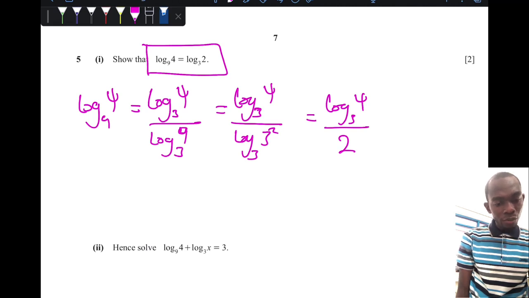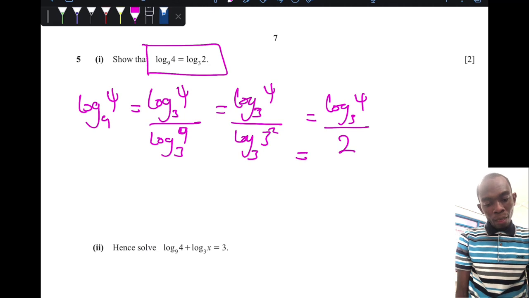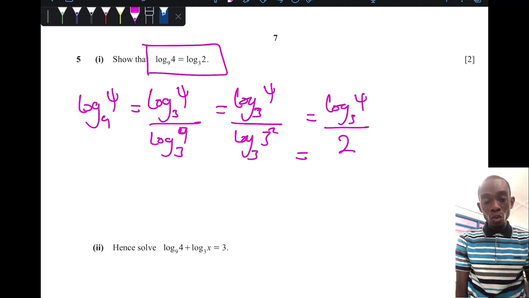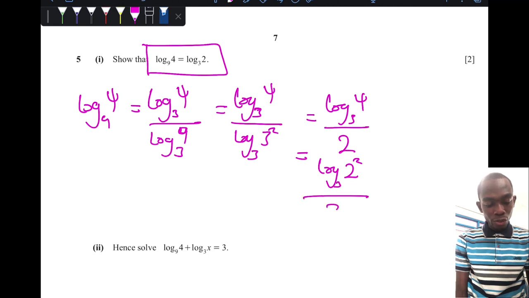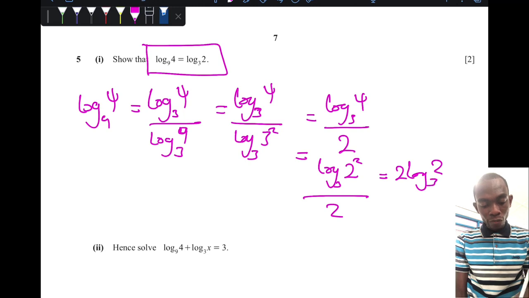Okay, now what else is missing? We are not getting that, are we? No. Okay, now 4 is also 2 squared, so you can write log 2 squared base 3 all over 2. The 2 will come down, so you have 2 log 2 base 3 over 2.